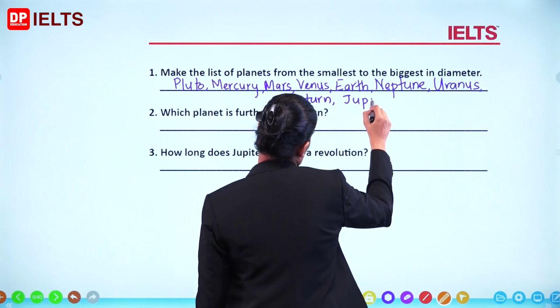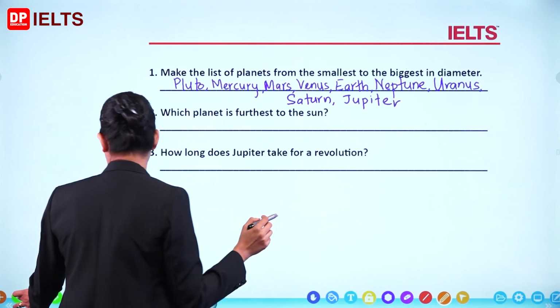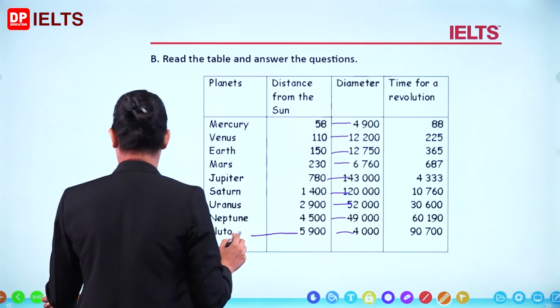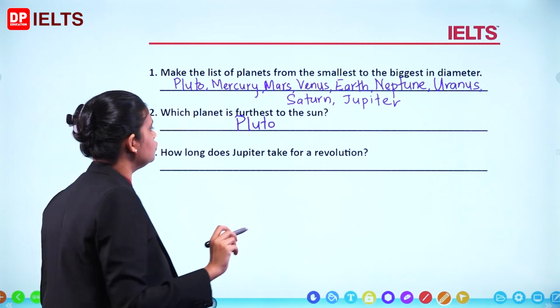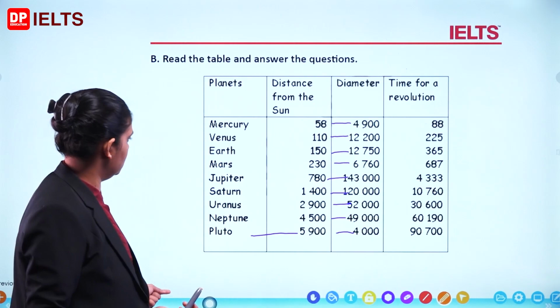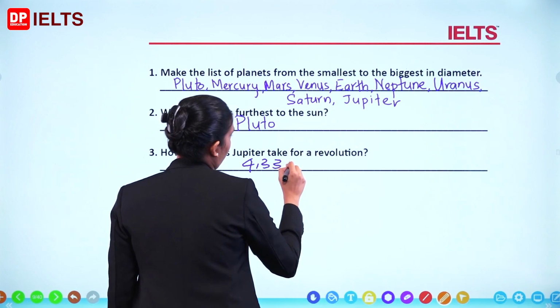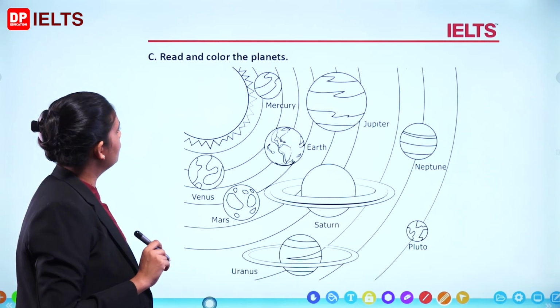Which planet is the furthest from the sun? Mercury is the closest. The furthest is Pluto. How long does Jupiter take for a revolution? So Jupiter's revolution time is 4333. Right? Okay. Read and color the planets.